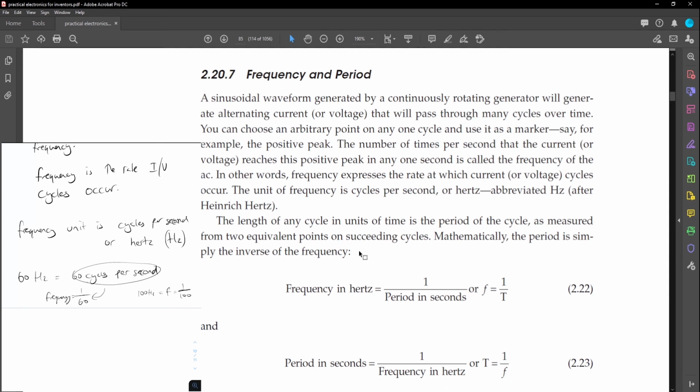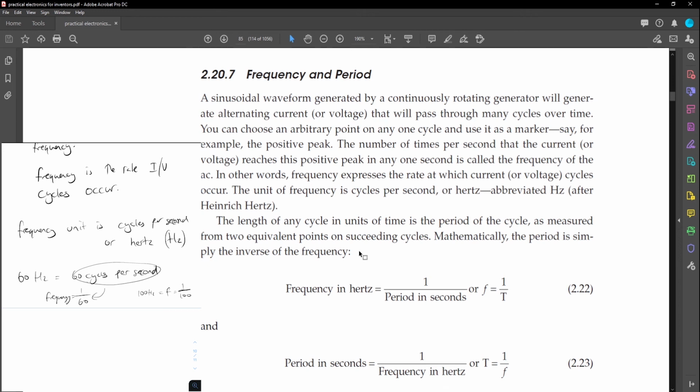All right, the length of any cycle in units of time is the period of the cycle, measured from two... wait, what? The length of any cycle in units of time is the period of the cycle. Ugh. Okay, I'm going to have to end this video soon because my brain's not understanding the English words. I'm going to have to read this 10 times.